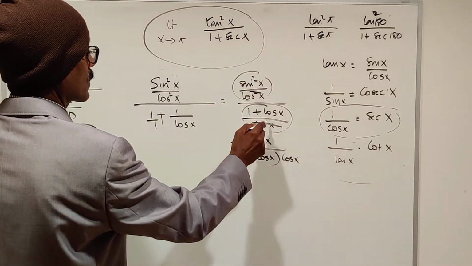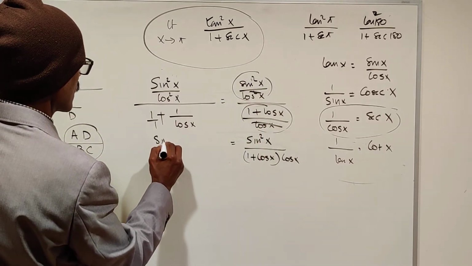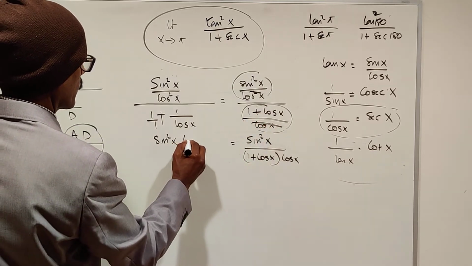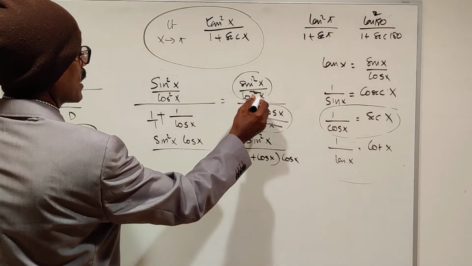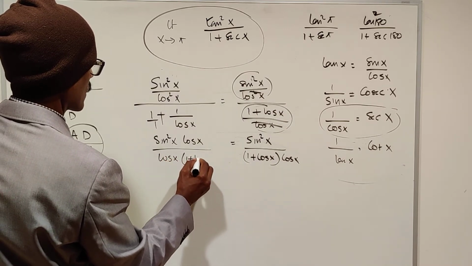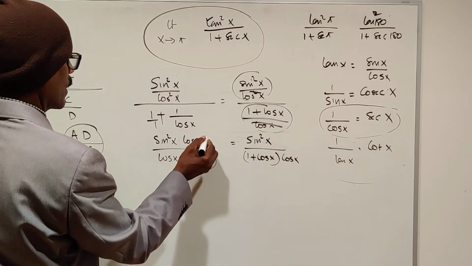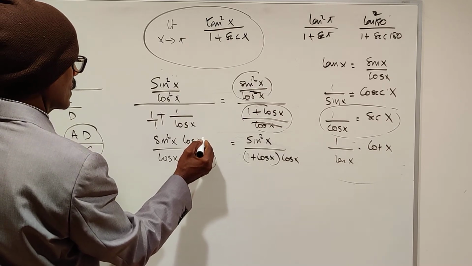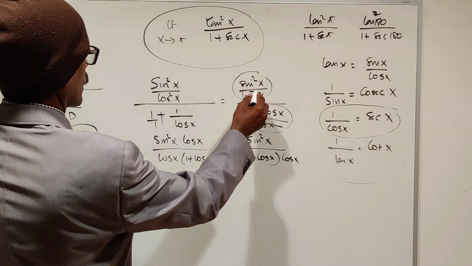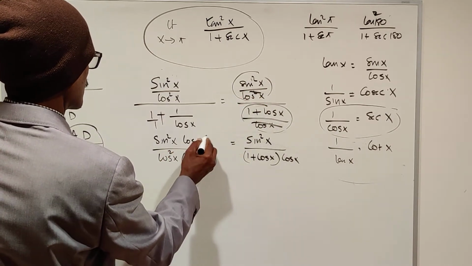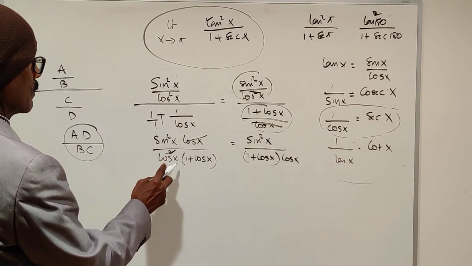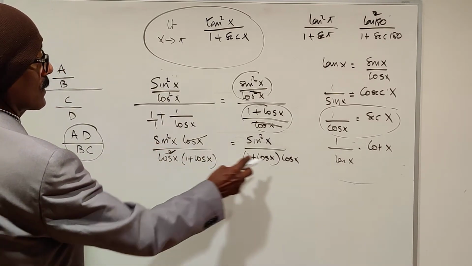See, sin square x cos x, sin square x cos x. Multiply sin square x and cos x together, divided by, and multiply these two together. That is cos x times 1 plus cos x. So sorry, this one is cos square x. Okay, 1 cos x you can cancel out. That is sin square x by 1 plus cos x into cos x.